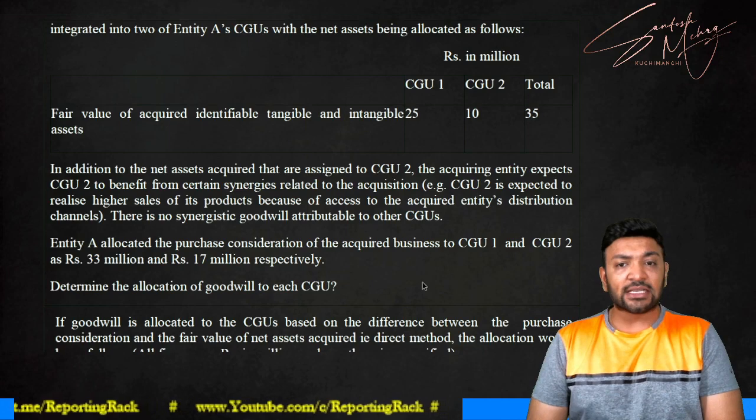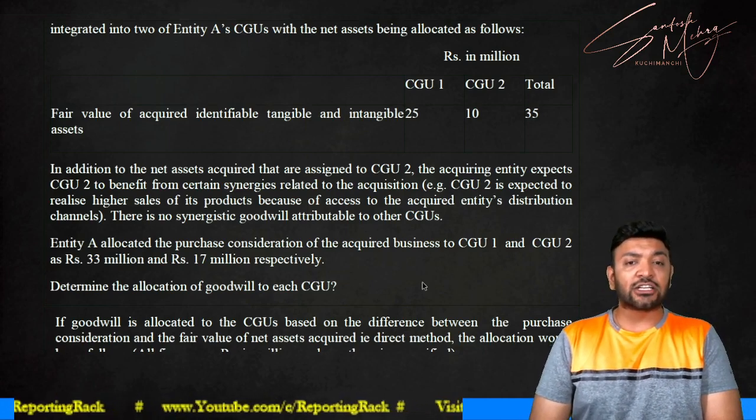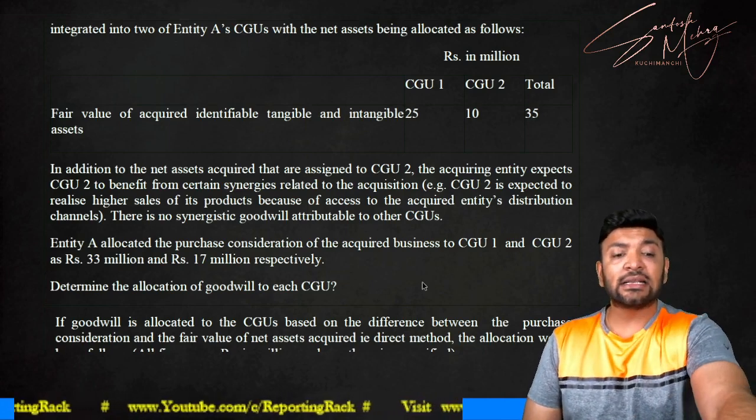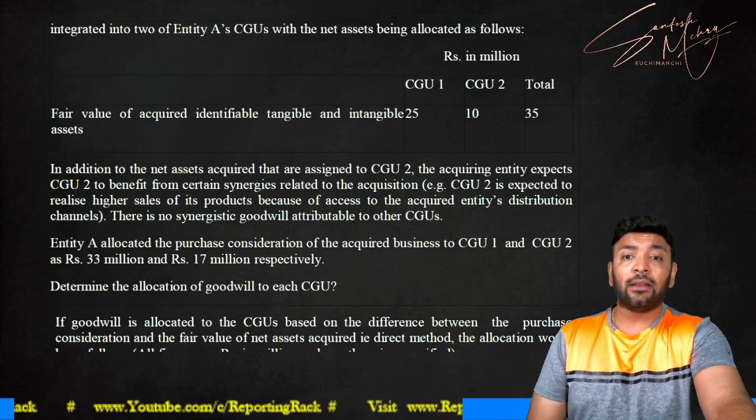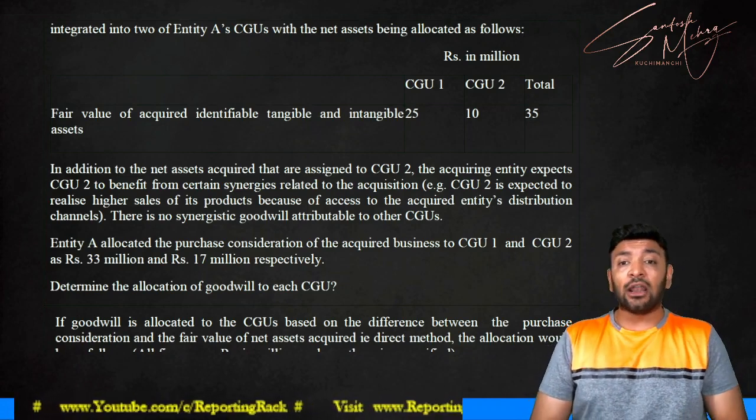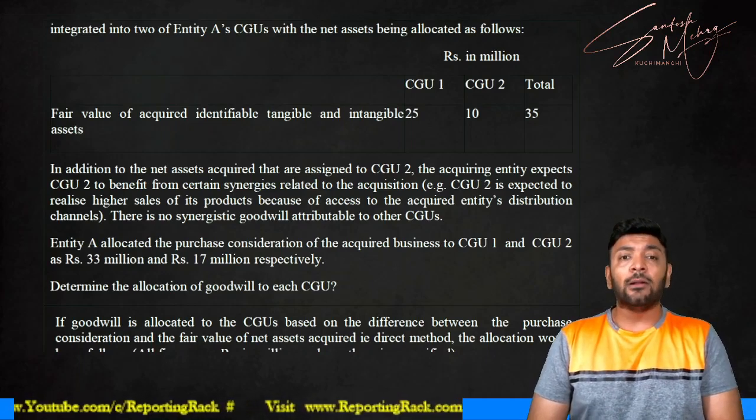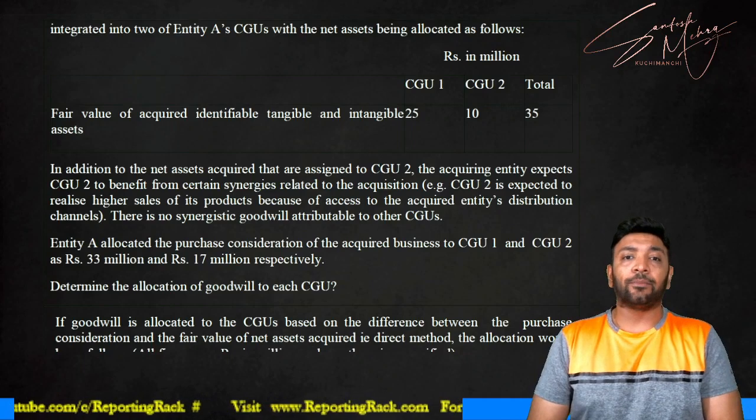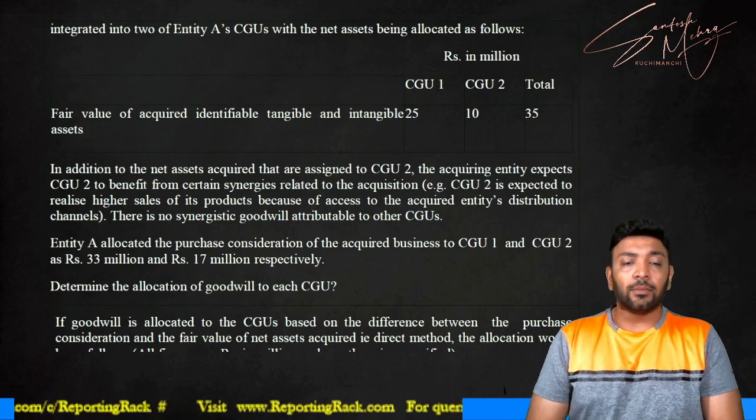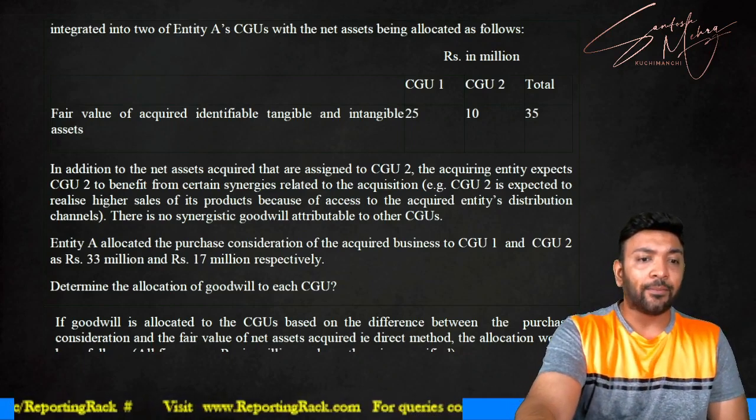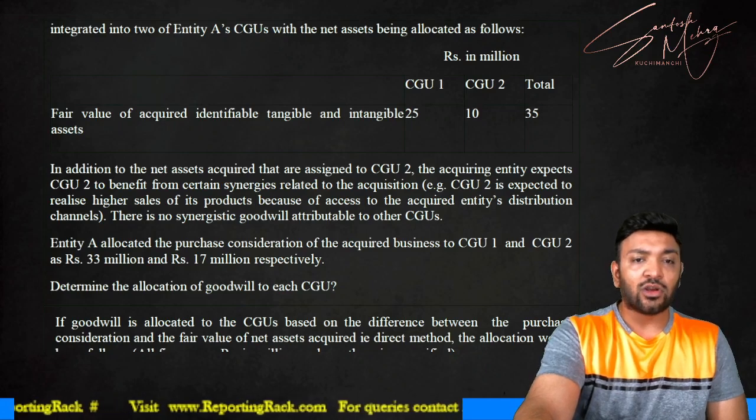Read through the question once again. There is a purchase consideration of 50 million and net assets acquired of 35 million. He is talking about the allocation of goodwill, so I would expect you to answer the question. First of all, please read through the question once again, and then start solving this.